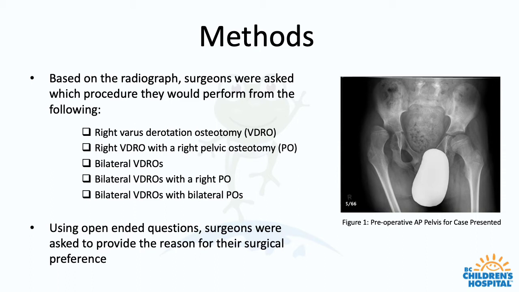Surgeons were provided this radiograph and asked to select from the following list of surgical options what they would recommend be performed based on the radiograph. Options included a right varus derotation osteotomy, or VDRO, a right VDRO with a right pelvic osteotomy, bilateral VDROs with a right pelvic osteotomy, or bilateral VDROs with bilateral pelvic osteotomies. Surgeons were then asked in an open-ended question to provide a reason for their surgical recommendation.